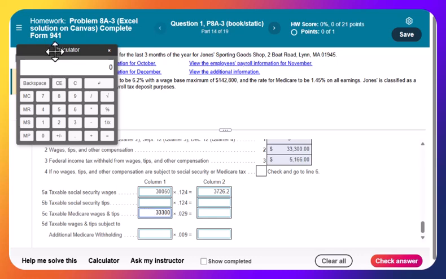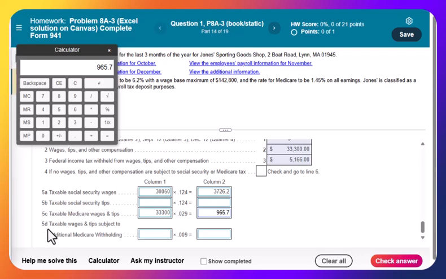And then we're going to go ahead and do the calculation for that tax. And multiply that by 0.029 or 2.9%. And that's $965.70. So we can go ahead and enter that through.